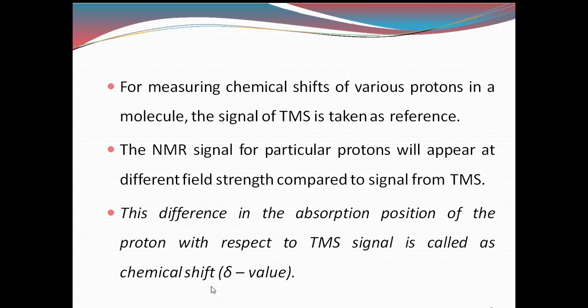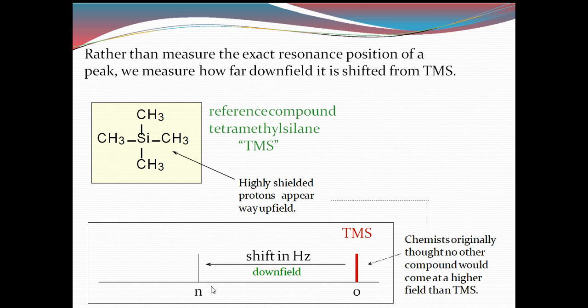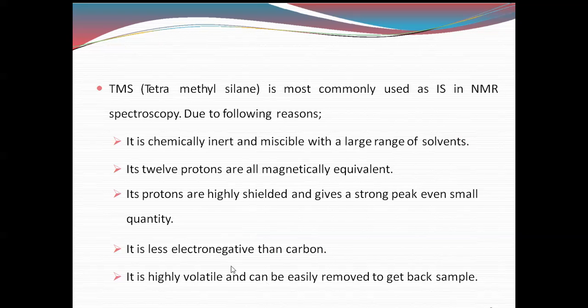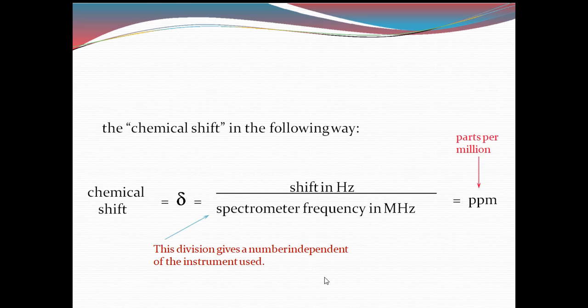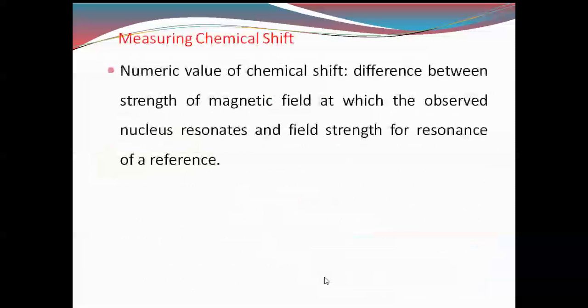And what is a chemical shift? The difference in the absorption position of the proton with respect to the TMS signal is called a chemical shift. So you can understand. Rather than measuring the exact resonance position of a peak, we can measure whether it is far away from the TMS or close to the TMS. Generally the TMS value is at 0. I already showed that in the last graph, isn't it?